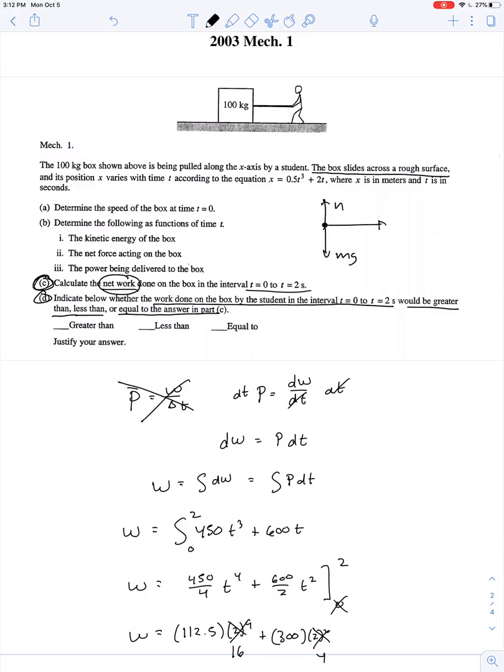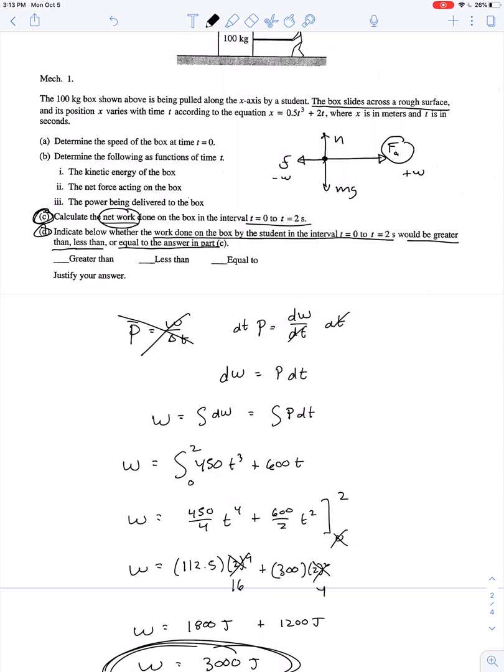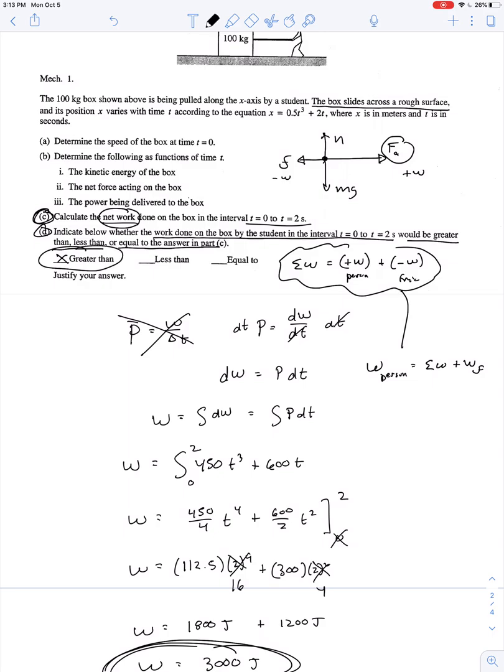So the person pulling it gives an applied force, and then because it goes across a rough surface, there's a friction force. The applied force is going to do some positive work. The friction force is going to do some negative work. And the net work is the combination of those. So if we want to be explicit in our answer to part D, the net amount of work is equal to the positive work done by the person plus the negative work done by friction. If we rearrange this, the work done by the person is equal to the net amount of work plus the work done by friction. And so the work done by the person would be greater than the net amount of work.